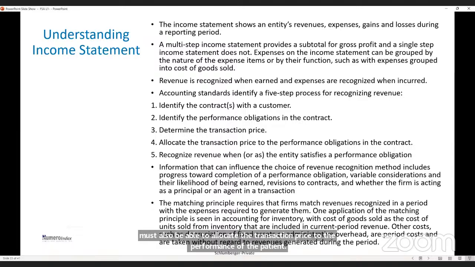Now, recognize revenue when the entity satisfies a performance obligation. Remember, revenue is only recognized when it is earned and realized. When you've earned it, that is when you can what? When it is earned, that is when you can recognize the revenue.